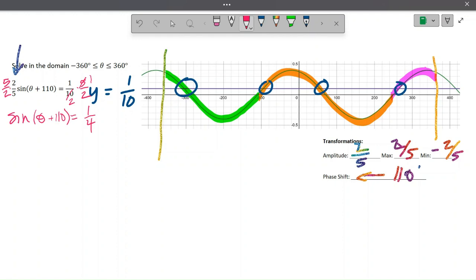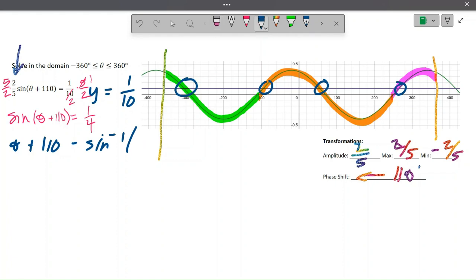1/4. So just as a quick reminder, whenever you are getting to the point where you have sine of whatever on one side and then you've got another value on the other side, the other value has to fall between 1 and -1, which 1/4 does. So that's a quick check that you did that right. And now we're going to go ahead and take the inverse sine of both sides. When I do that, I end up with theta plus 110 equals the inverse sine of, not 110, of 1/4.